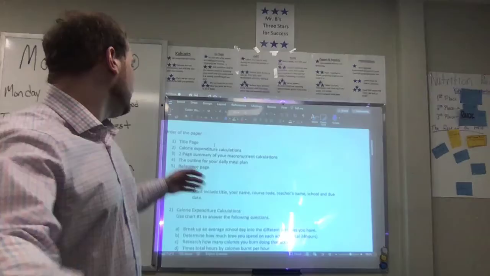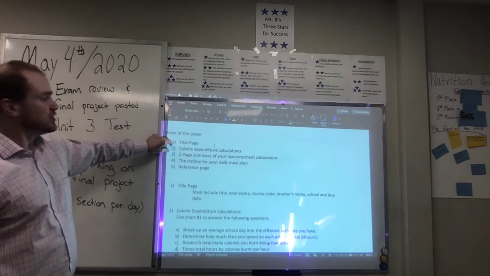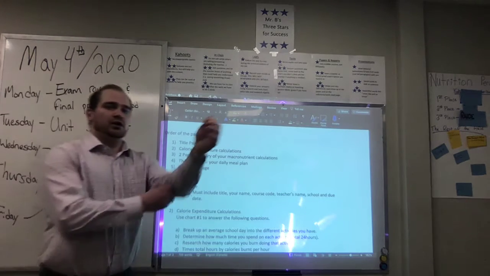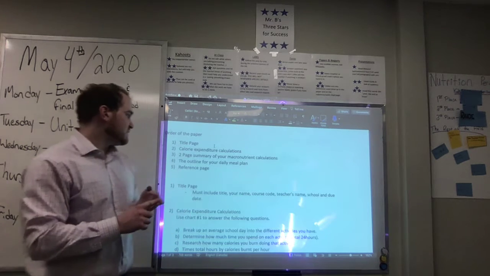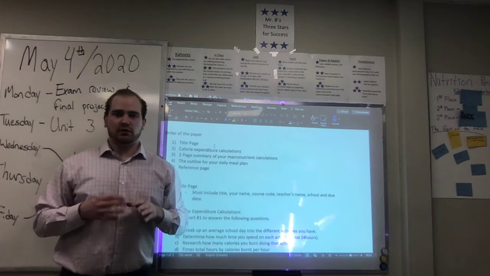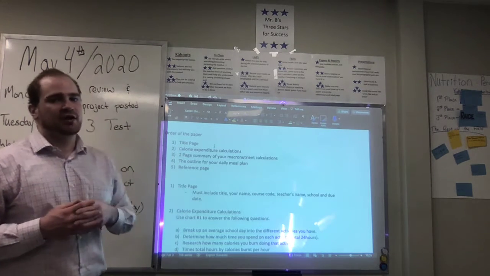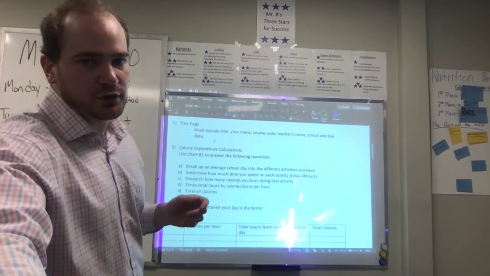So first, the order of the paper. So title page, put your calculations in, then the 2-page summary. So this is where you're gonna go over how many carbs, fats, and protein you need on a grams basis. And then you're gonna design a 1-day meal plan. So I'll go over the criteria of these 3 things in a second. And then your reference page. It's pretty simplistic in that sense in terms of order.